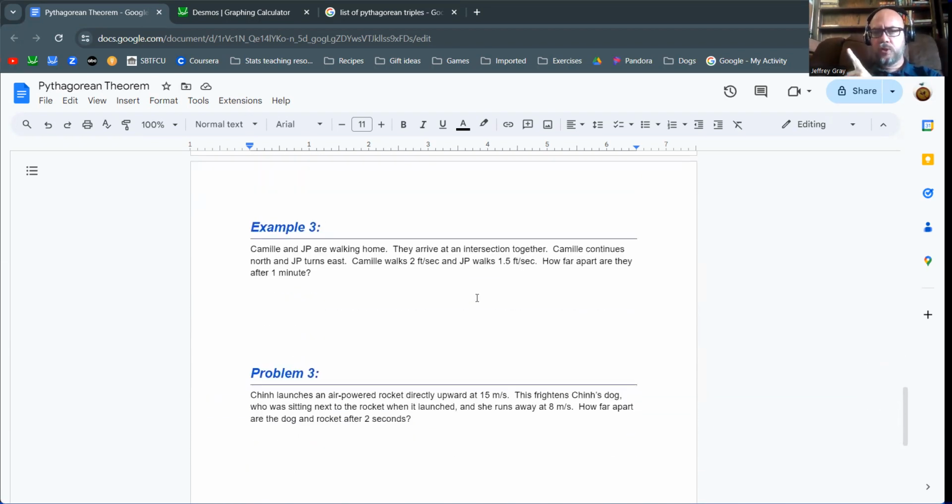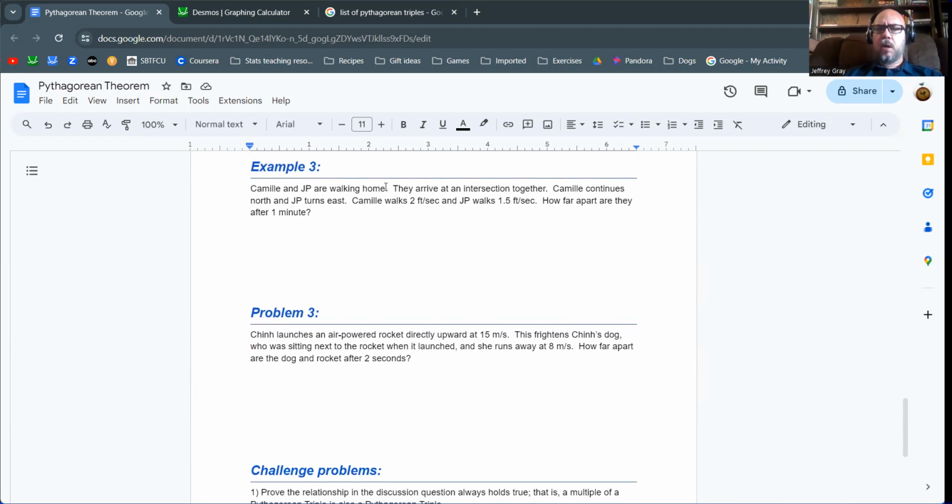All right. One more example, then we're done. Then we're going to talk about some challenge questions and be done. So we've got Camille and JP walking home together. They arrive at an intersection, and Camille continues north while JP turns east. Camille walks at 2 feet a second, and JP walks 1.5 feet a second. How far apart are they after 1 minute?